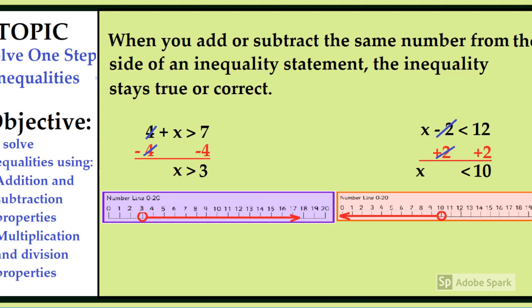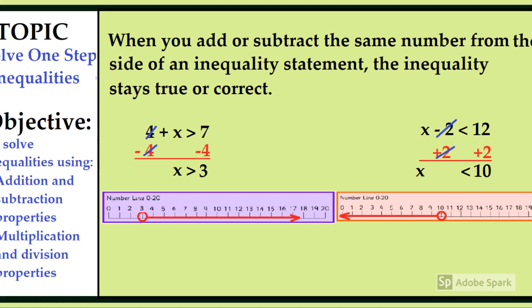To wrap it up, when you add or subtract the same number from the side of an inequality statement, the inequality stays true or correct. Like this example. The first example, it is addition. You subtract on both sides. Therefore, you will come up with x is greater than 3. Locate number 3 with an open dot, and the number line will go to the right.